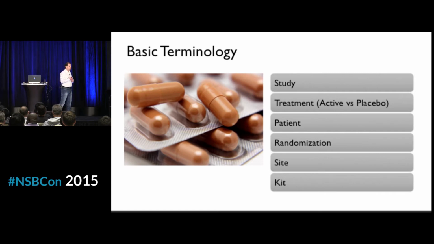Patients participate in the study at a site. A site could be a doctor's office or a hospital. And when they come in to receive a treatment at one of these sites, they receive it in the form of a kit. An example of a kit could be this blister pack where each one of these pills is either the active treatment or the placebo treatment.